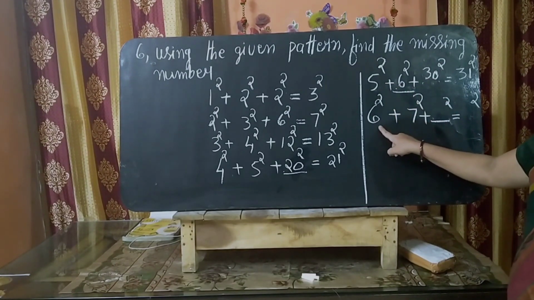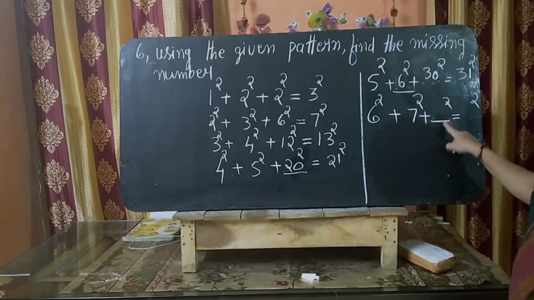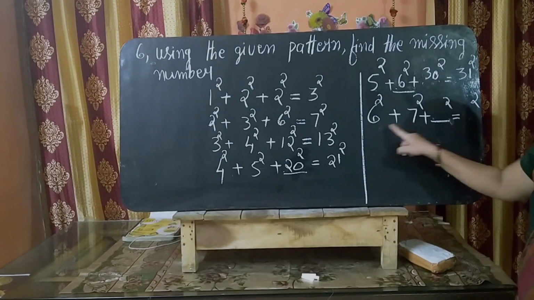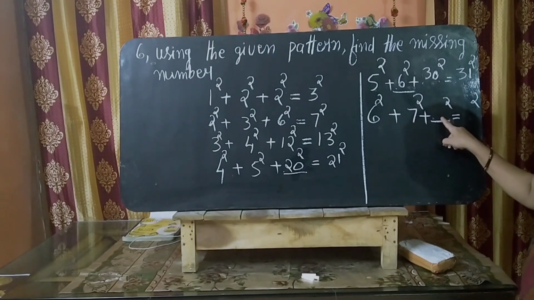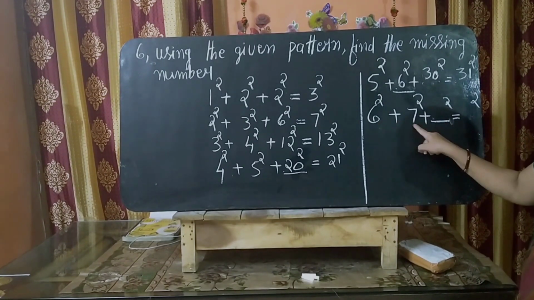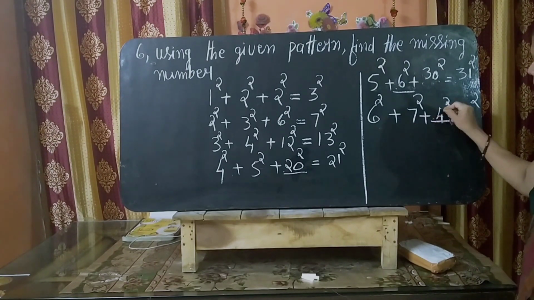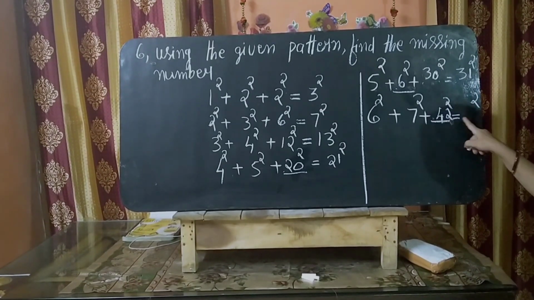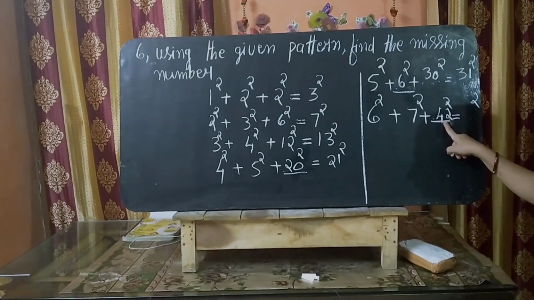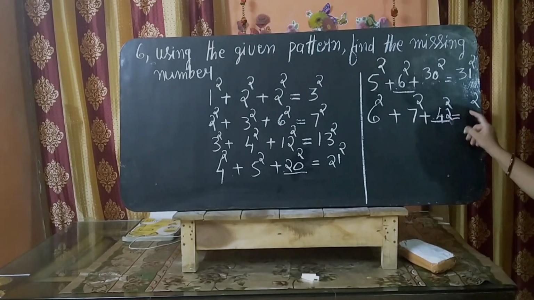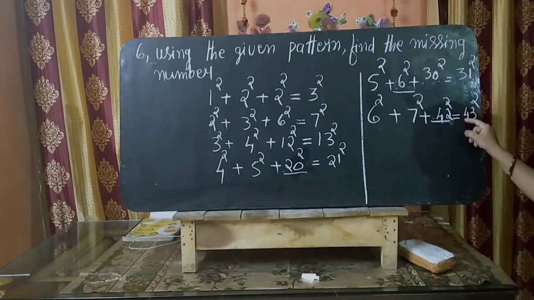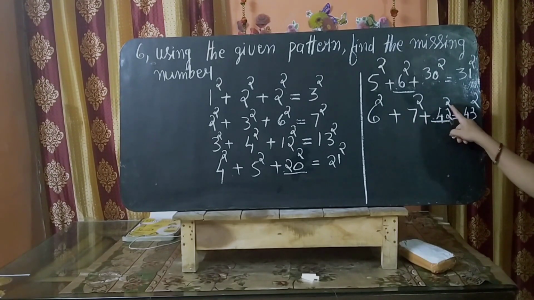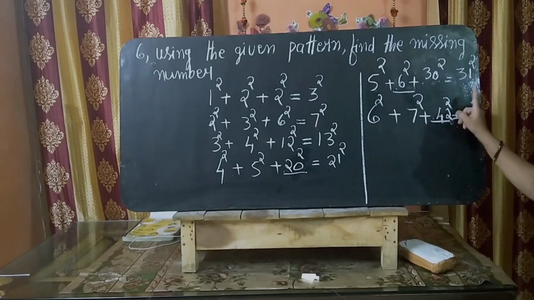Next question is 6 square plus 7 square plus dot square equals dot square. We know that when we multiply these two bases, we will get the third base. That is 6 sevens are how much? 42. Then how will you get the right side base? This base plus 1, that is 42 plus 1, 43 square. That is 6 square plus 7 square plus 42 square equals 43 square.